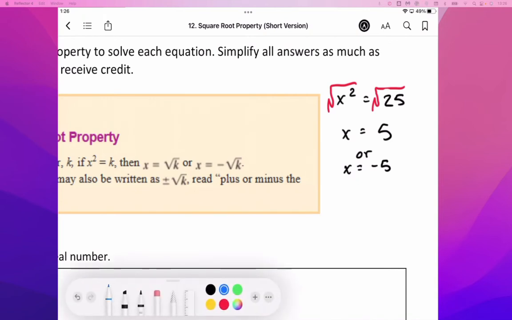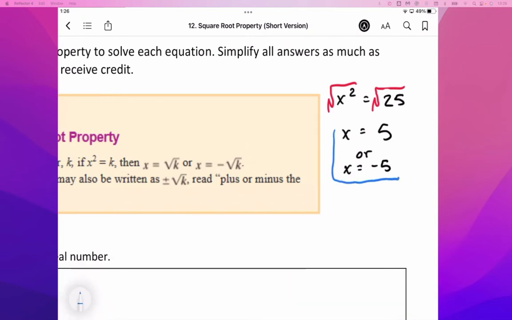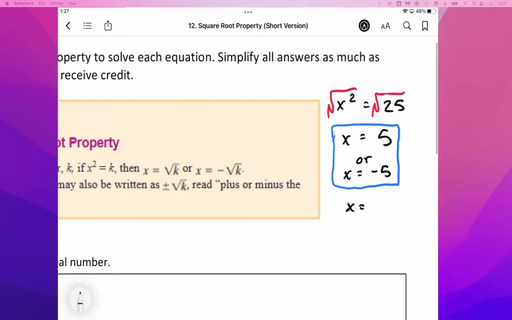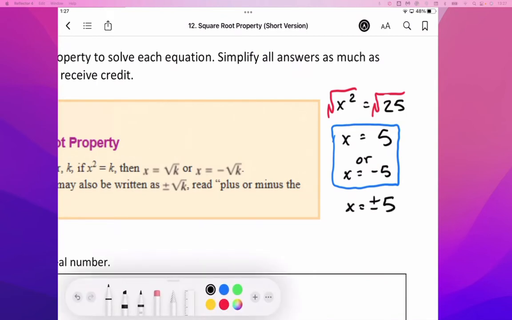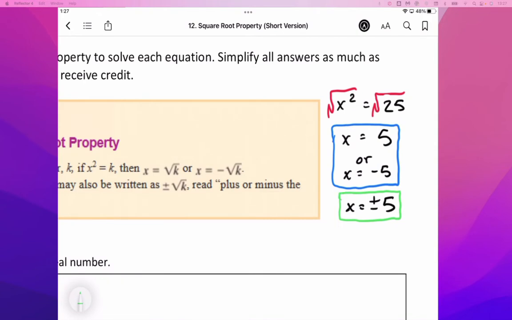So what I'm going to box in blue is one way to answer the question that I created. Another way to answer this question, which is a bit of shorthand and basically just being lazy with not wanting to write too much, is to use this notation that I'm going to box in green that says x equals positive or negative 5. So the answer in the blue box and the answer in the green box say and mean the exact same thing.